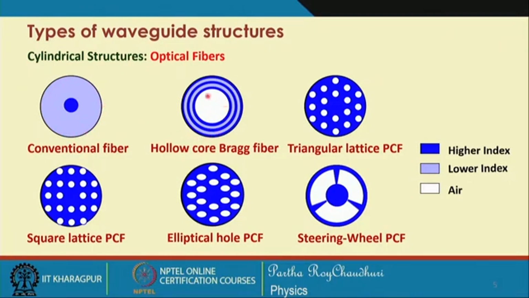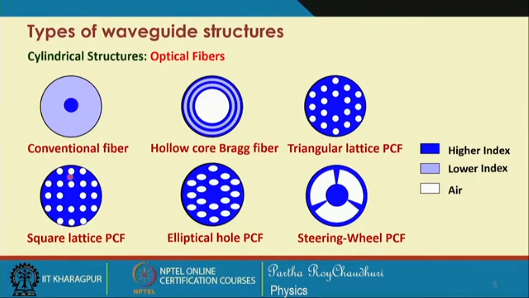There is a hollow core Bragg fiber. This is also called an omni-guide structure, that is, it guides light from all directions, with annular rings and a hollow. It is the hollow core that guides the light. There is a new class of optical waveguides which are of very recent research importance. This is the photonic crystal fiber, again the basic photonic crystal structure, which is called the triangular lattice photonic crystal. The white part represents the air, that is, lower refractive index.